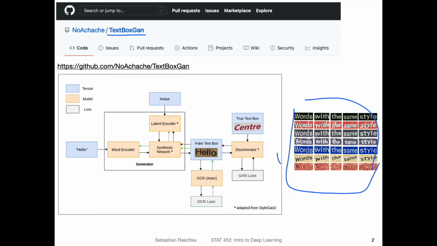So later in this course, we will also be talking about GANs in more detail. Here it's just an example of how a GAN might look. And this GitHub repository also contains a really nice description of how this works. It's really just a nice example project. So what is going on here? Maybe I can briefly walk you through this.